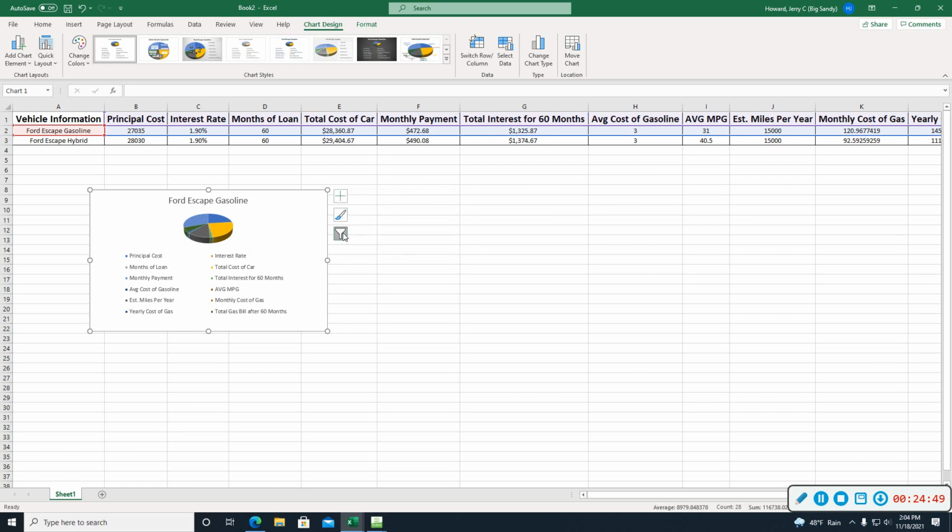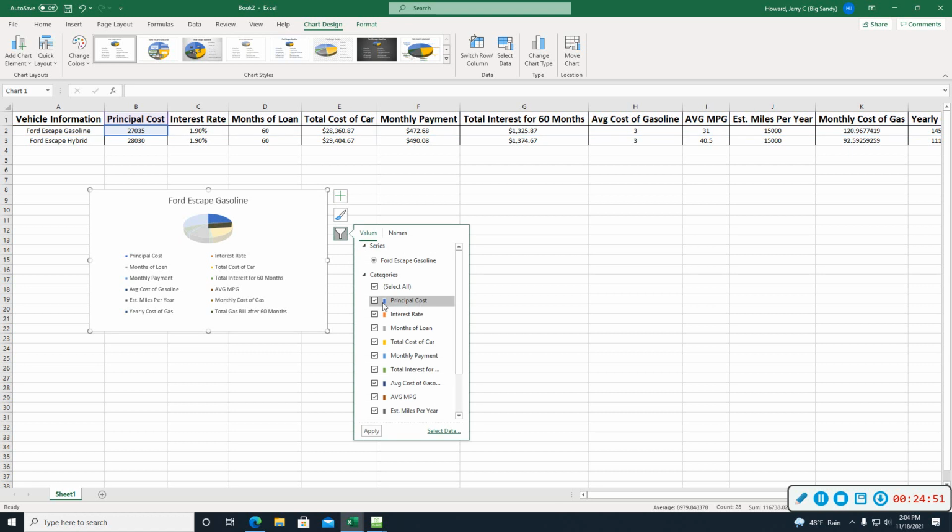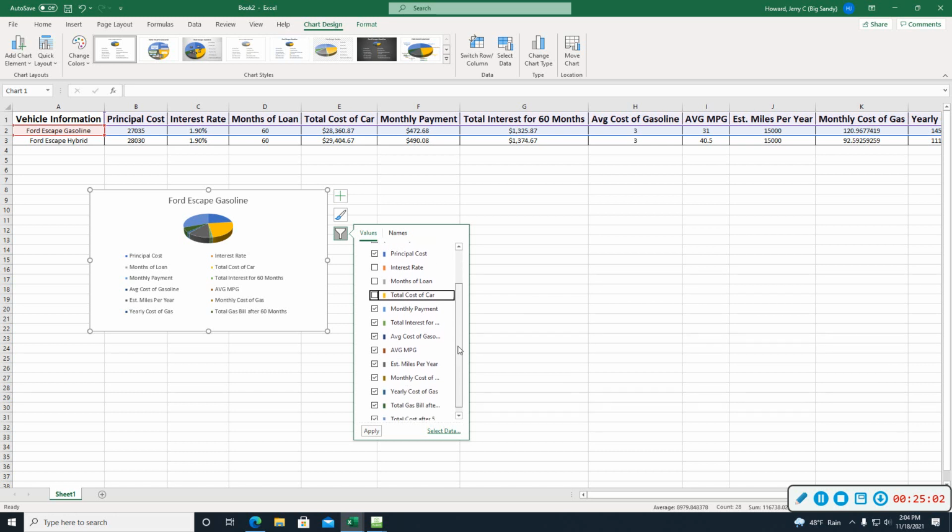But the first thing I want to do is chart filters. The principal cost I want left on. Interest rate, I don't need it. Months of loan, I don't need that. Total cost of car, I don't need that. Monthly payment, I don't need that. Total interest for 60 months, I don't need that. The only thing, like I said, that I need is a total gas bill.